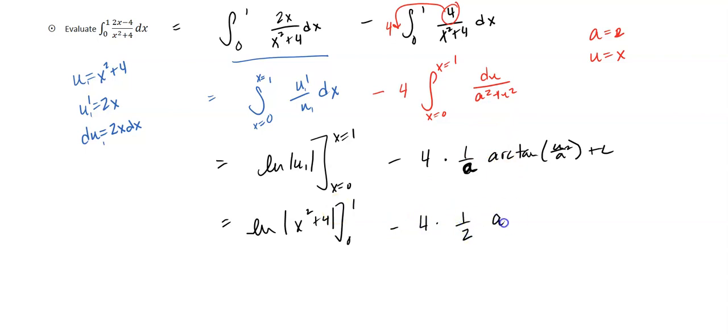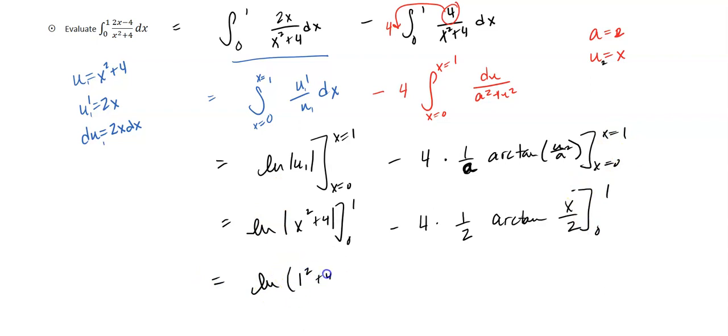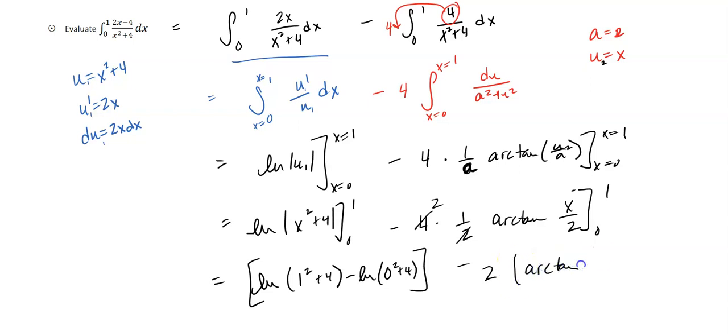A is 2, so we end up with 4 halves times the arctangent of x over 2, all plus c. Well, actually, we don't need a plus c. We have a definite integral. This goes from x equals 0 to x equals 1. So I'm going to have the natural log of 1 squared plus 4 minus the natural log of 0 squared plus 4. I'll have 2 times the arctangent of 1/2 minus the arctangent of 0 halves.